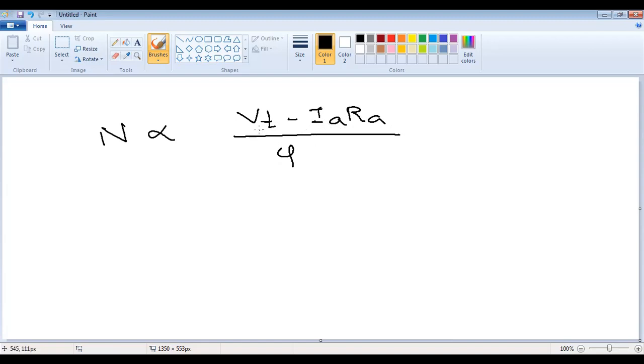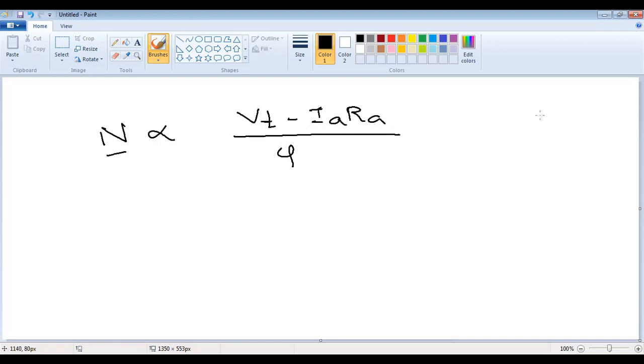What is the meaning of Vt? Vt is nothing but the terminal voltage. Ia is the armature current. Ra is the armature resistance. Phi is the flux, and N denotes the speed of the DC motor. Now we are just connecting.